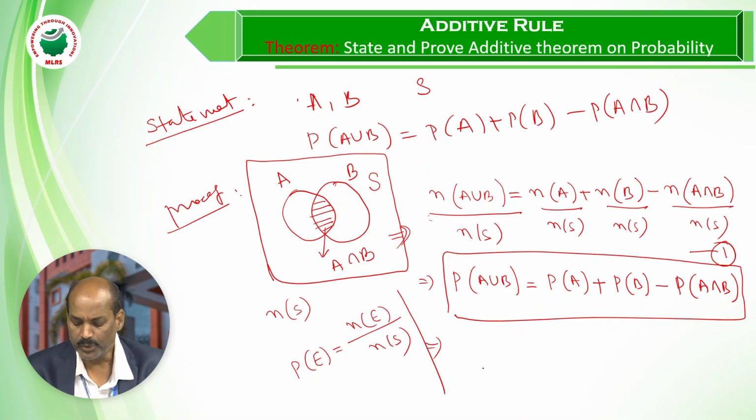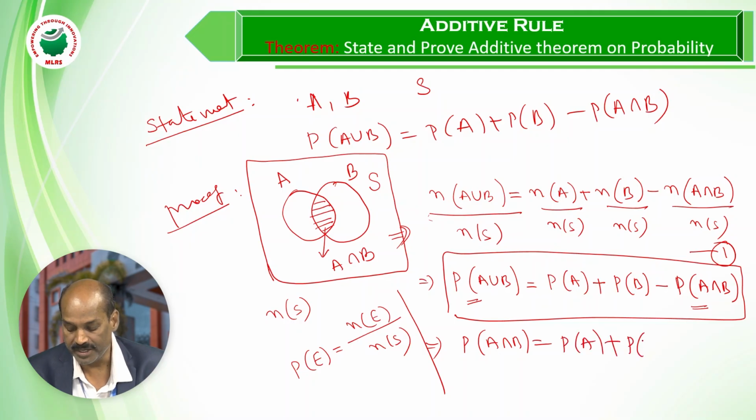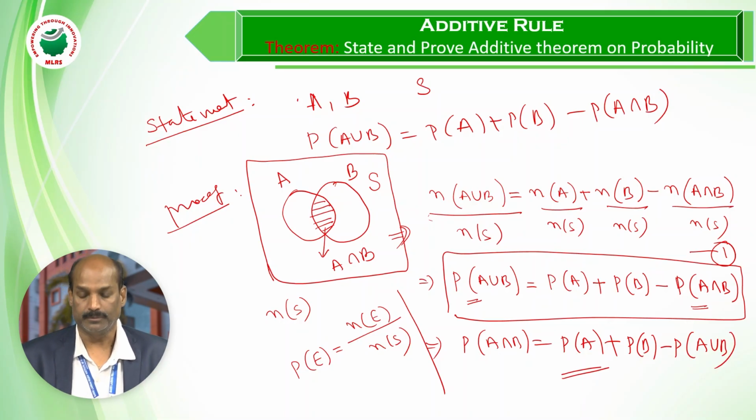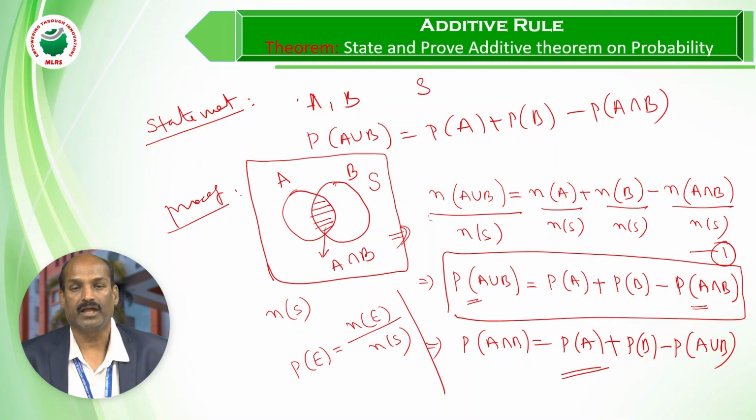Now this also you can write like this. Send this intersection part to the left side and send this union part to this side. So what we get? Probability of A intersection B equals probability of A plus probability of B minus probability of A union B. This is also another form of the additive rule. So from these two steps we can conclude that the additive rule is very simple, and we can derive and prove this theorem or rule by using Venn diagrams.